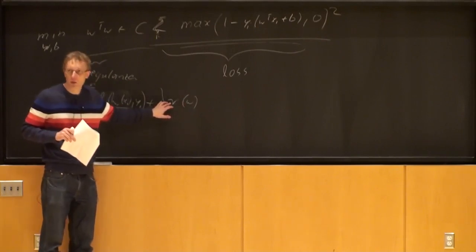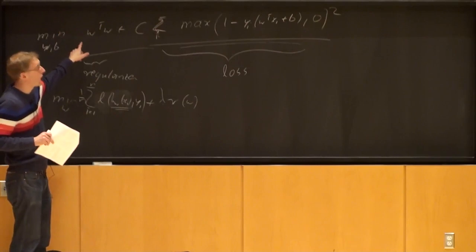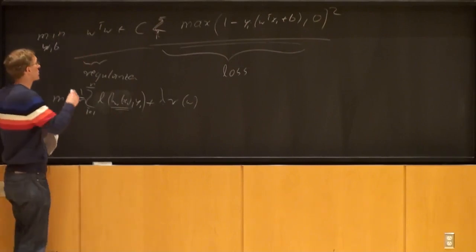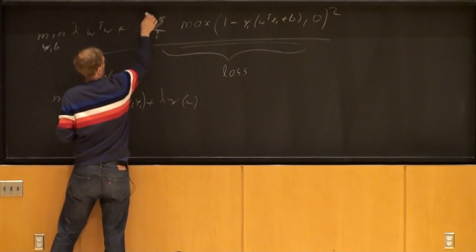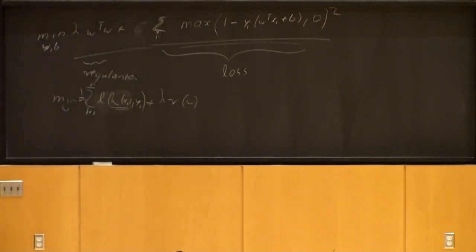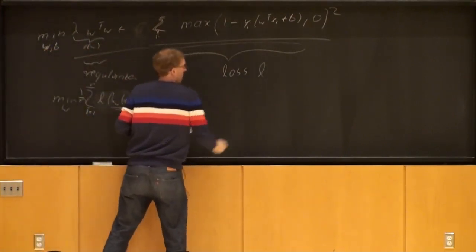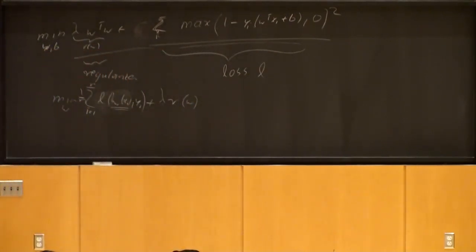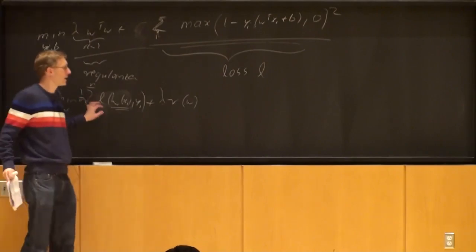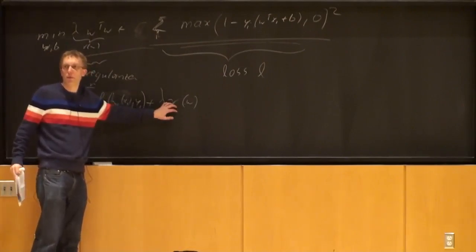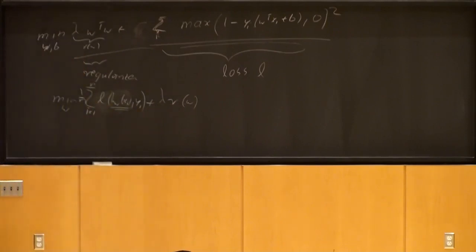Lambda trades off between the two. Here we have a C, but we can just write lambda equals 1 over C, then we get a lambda here and a 1 here. And then it's exactly this format. This here is my R of W, and this here is my loss function L. We saw exactly the same thing when we did logistic regression, where we had the loss function, which was this log loss, and the regularizer when we did MAP estimation. Then we got, once again, W transpose W as the regularizer. Any questions?